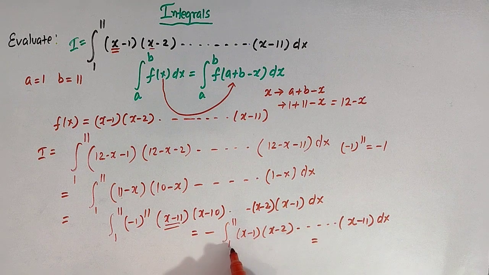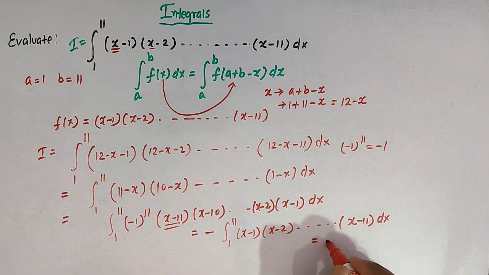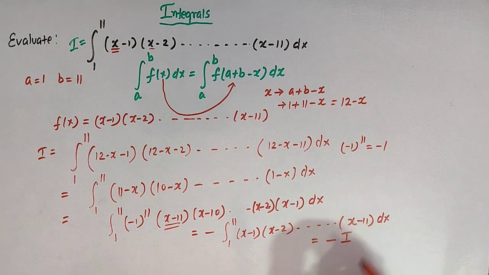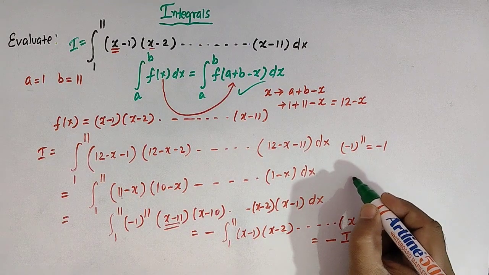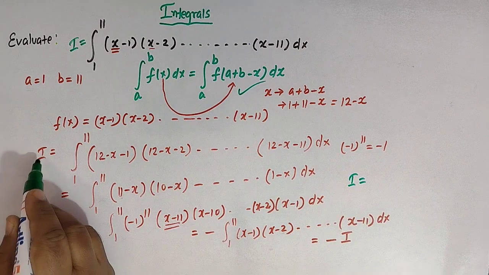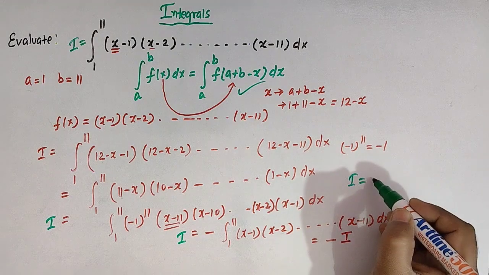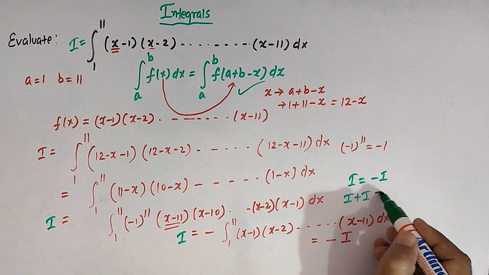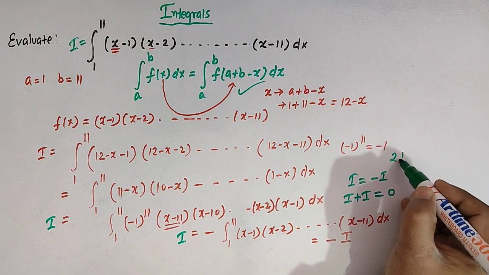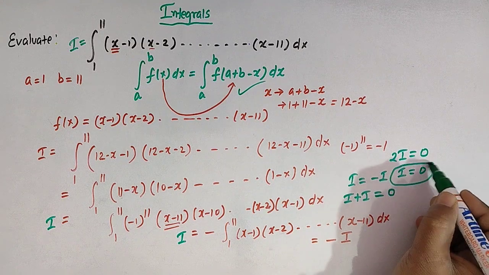This integral is our original integral I. So we have now minus I. So by using this property, we have obtained the equation I is equal to minus I. We can take minus I to this side. So we have I plus I equal to 0, which is 2I equal to 0. So I is equal to 0.